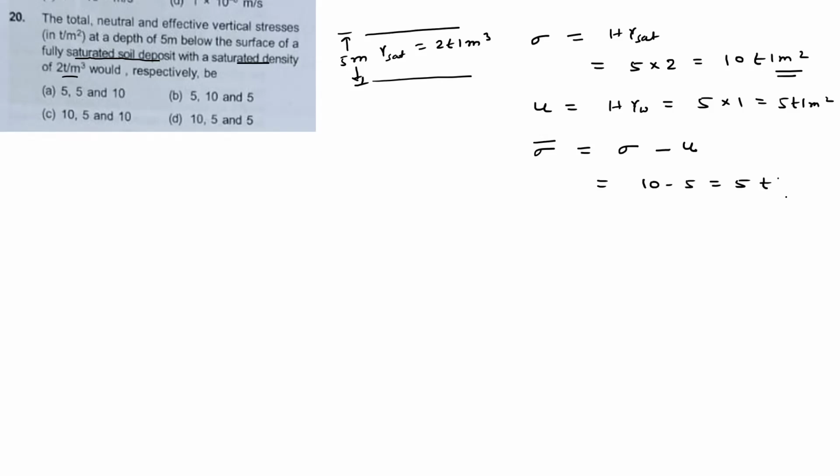So the total is 10, neutral is 5, and effective is 5. So 10, 5, 5, option number D. So question number 20, option number D is the correct answer. Now question number 21.